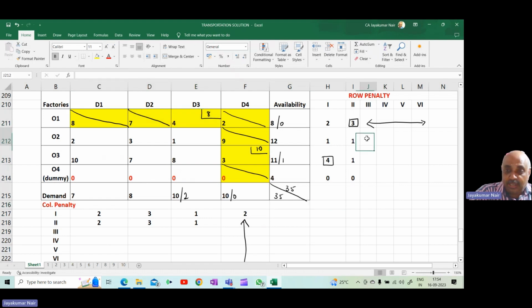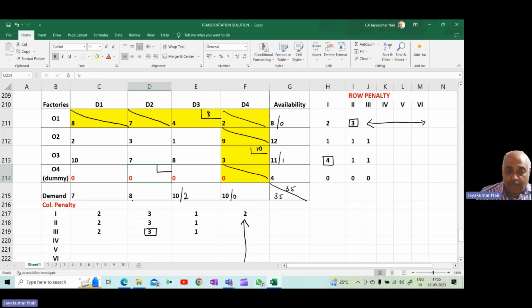Again, calculate the next step. Row penalty and the column penalty. Difference is 1. Difference is again 1. Difference is 0. Here it is 0 and 2, 2. 0 and 3 is 3. 0 and 1 is 1. So which is the highest? Highest is 3. So select this 3 and see which is the least cost cell in this particular column. In this particular column, least cost cell is 0. Therefore, you make the allocation here.